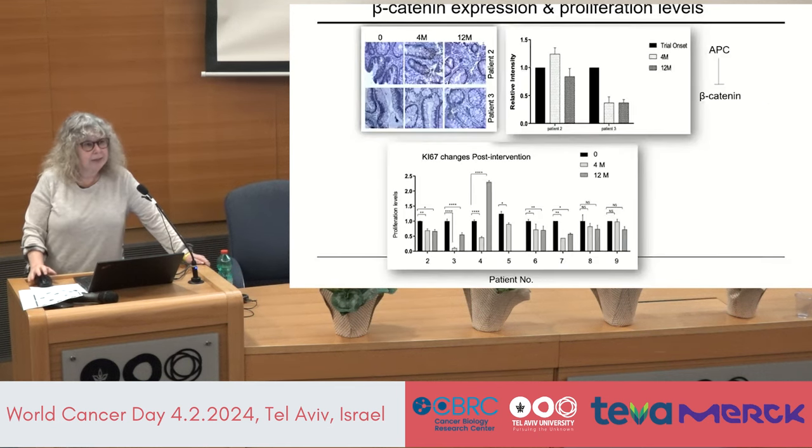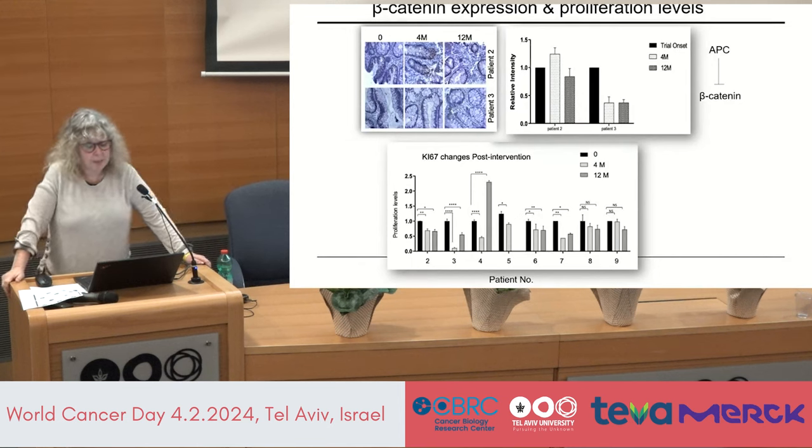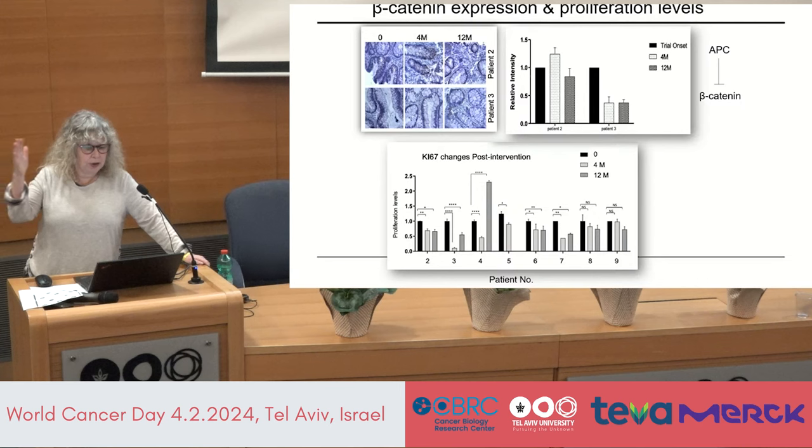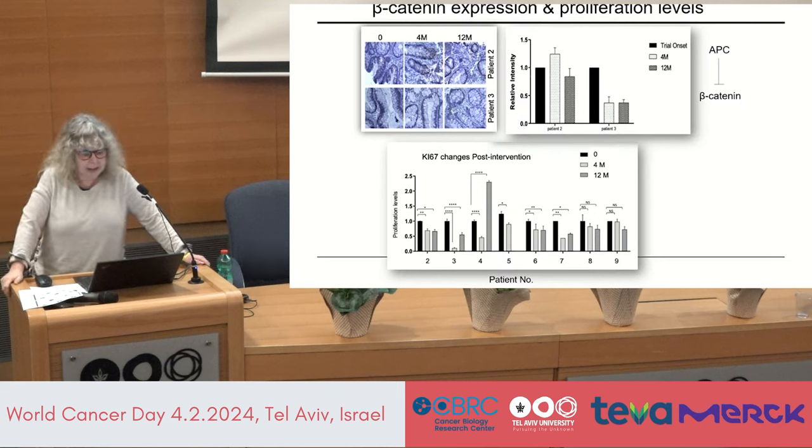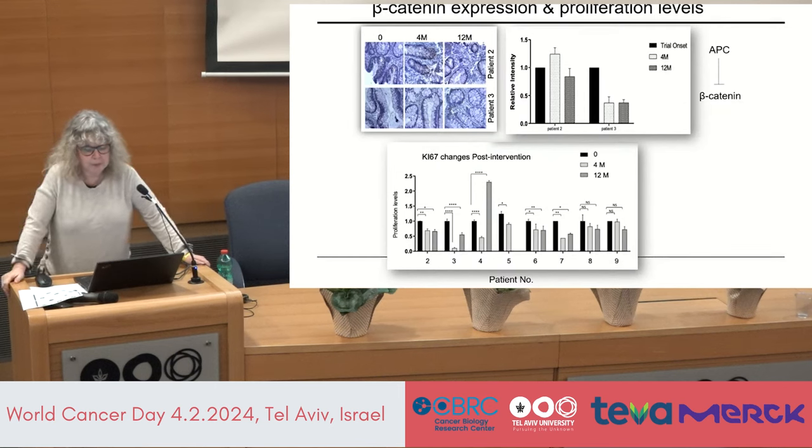But as I said, Revital, after the colonoscopies, sends me or gives me some samples, and we try to look in the lab, try and understand what our treatment is doing. So one thing we look at is the levels of beta-catenin. As I said, beta-catenin is a target of APC, so high levels of APC will lead to reduced levels of beta-catenin. And here is an example of two patients we looked at, patient number 2 and patient number 3.